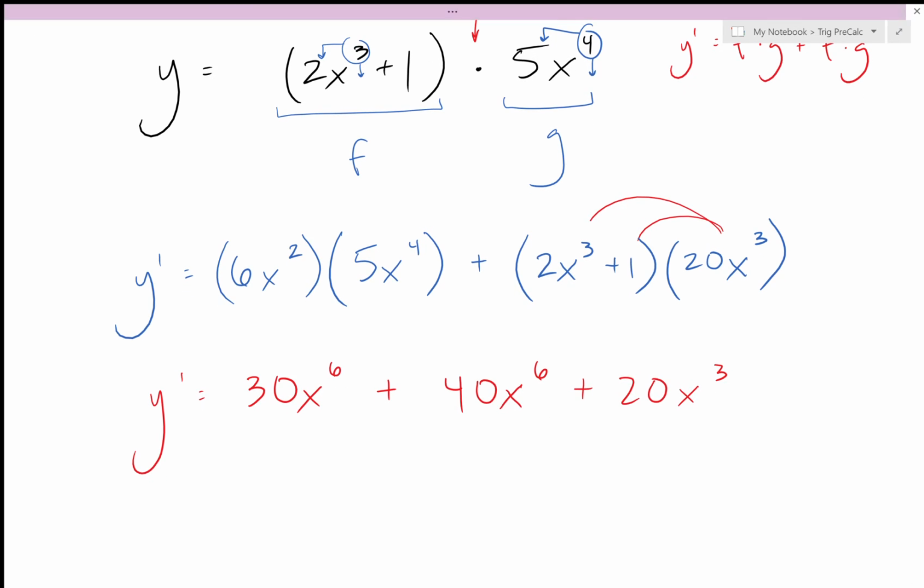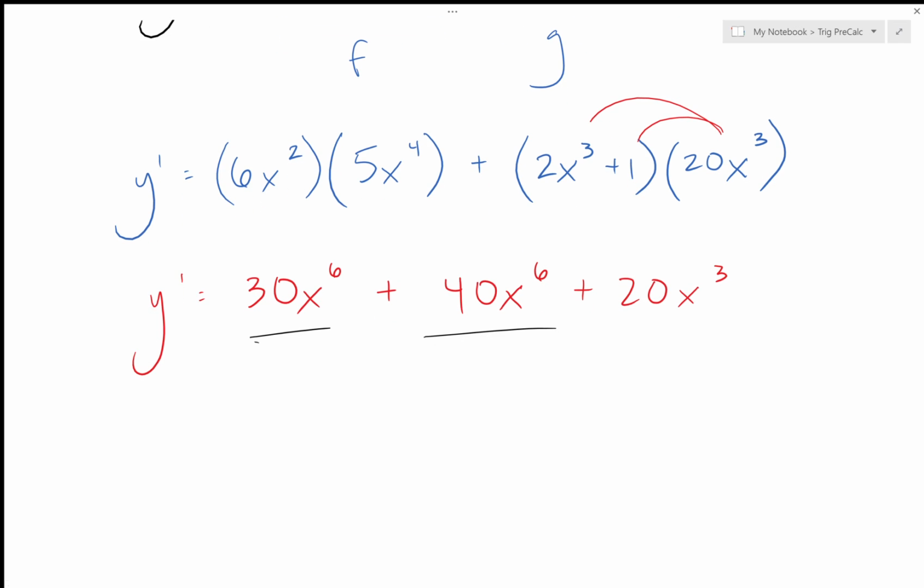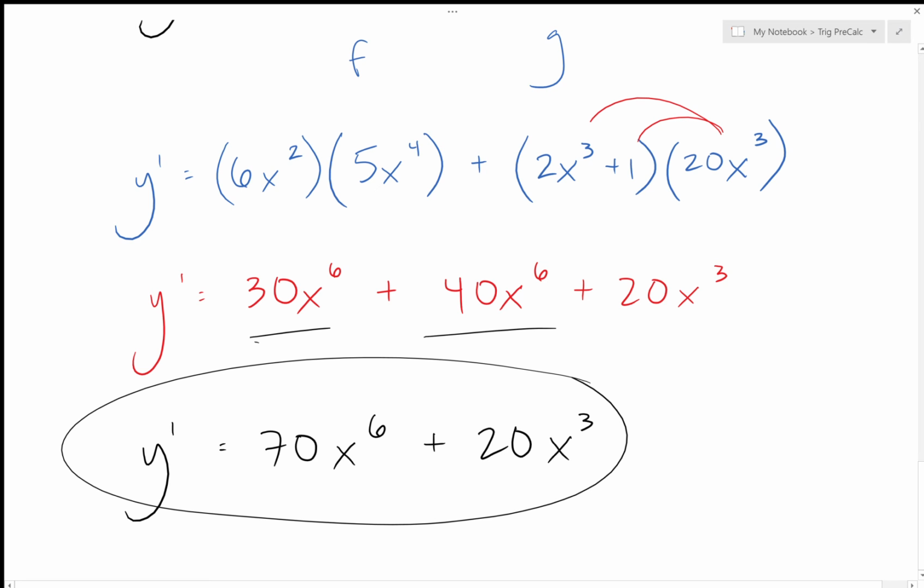We do have a little bit of like term going on. It's the first two. 30x to the 6th and 40x to the 6th makes 70x to the 6th plus 20x cubed, and there we go. That is the derivative using product rule.